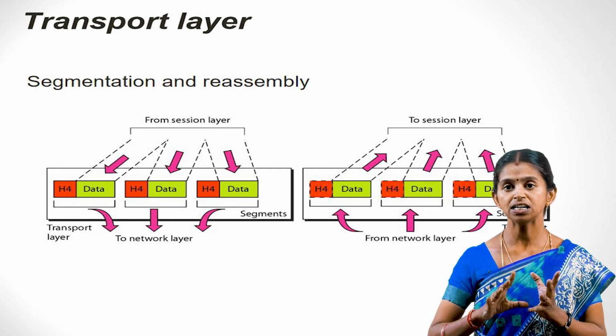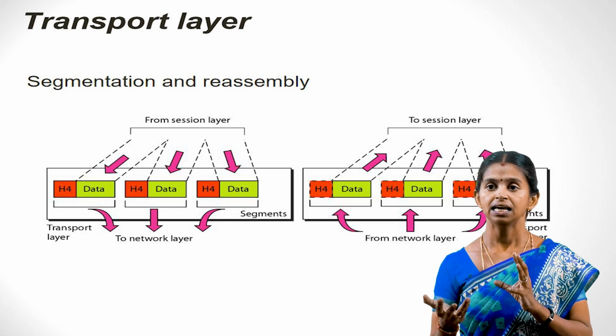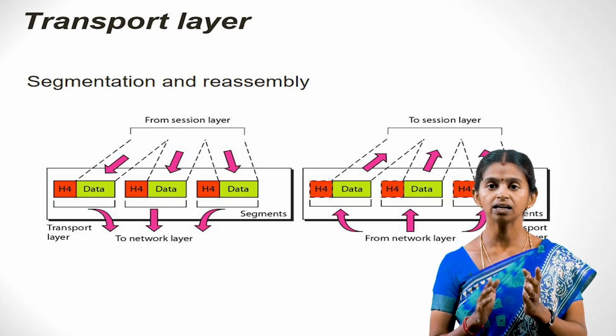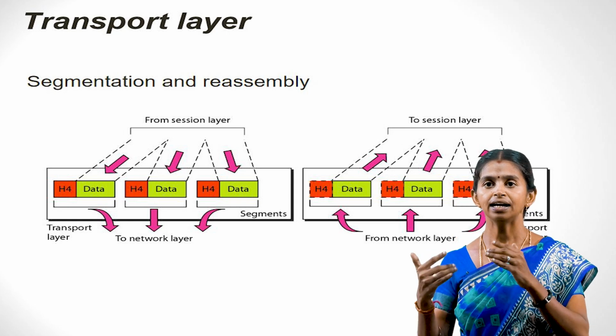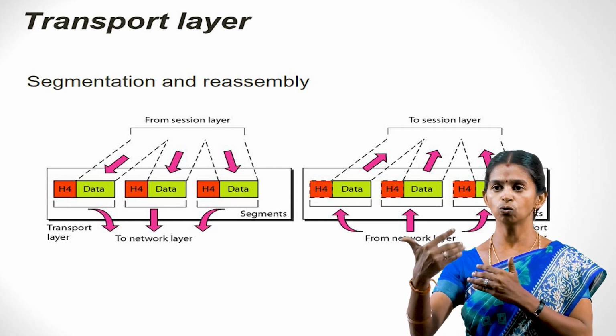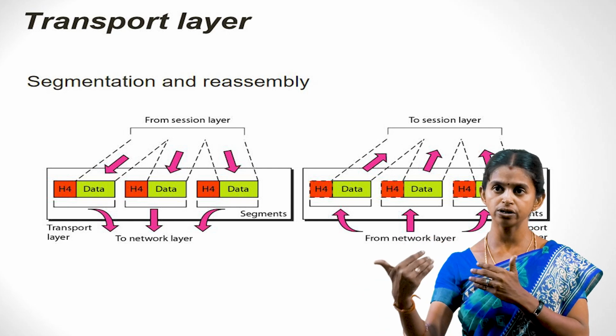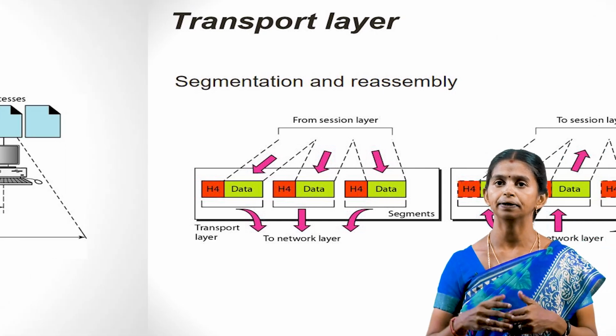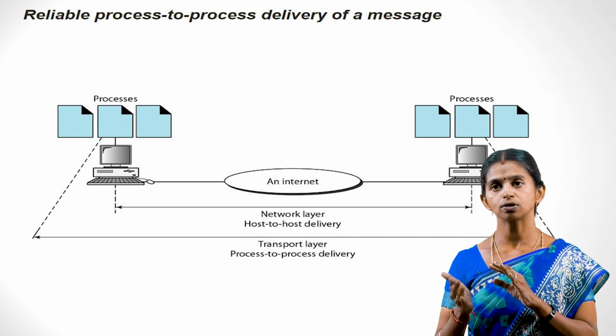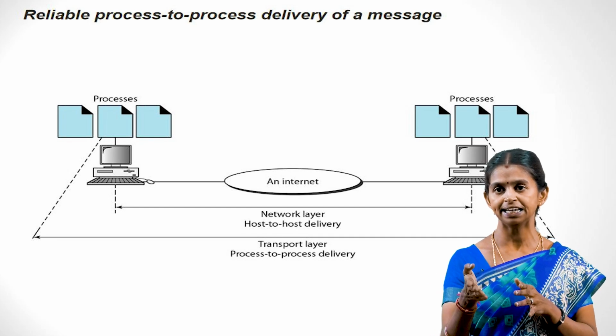Transport layer, segmentation and reassembly. Here we use the transport layer to the network layer, and from the network layer it moves on through the transport layer to the session layer. A reliable process to process delivery of a message is displayed here.